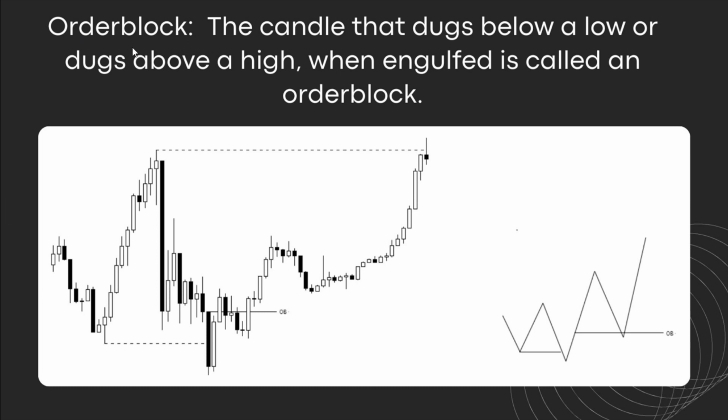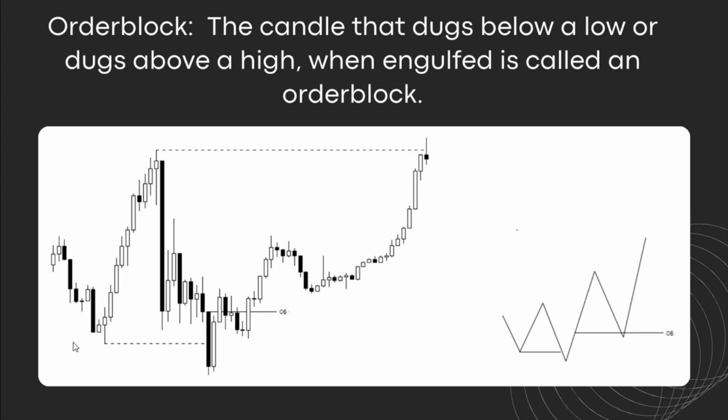Now let me explain to you what an order block is, right? The most refined definition of an order block that I could find is this one. This is Romeo's definition of an order block, and it's the most refined and accurate one I could find. So here's the definition: the candle that ducks above a high or ducks below a low, when engulfed, is considered an order block, right? Now here in this picture, you can see we've got this low right here, and what happened is that price came down here to turtle soup this low and take out that low.